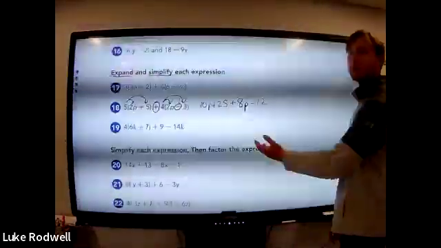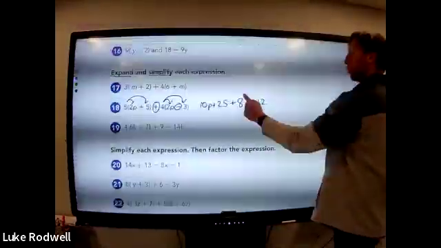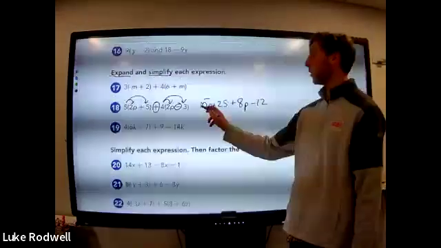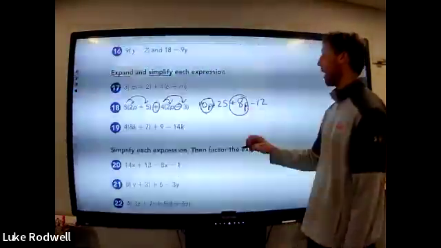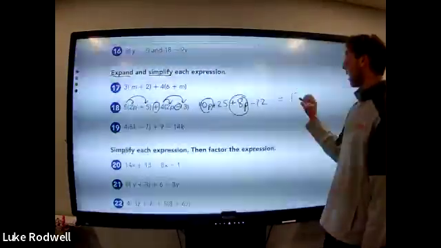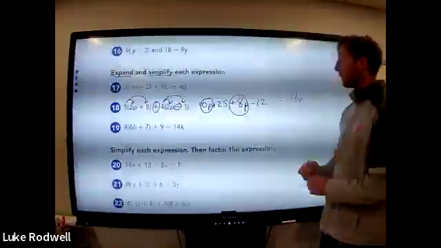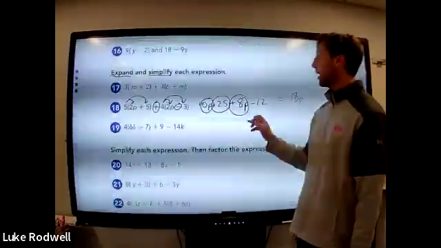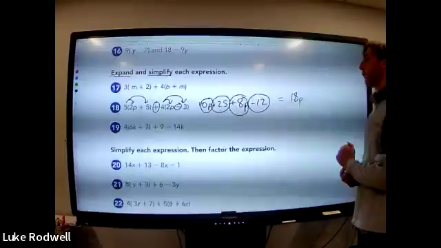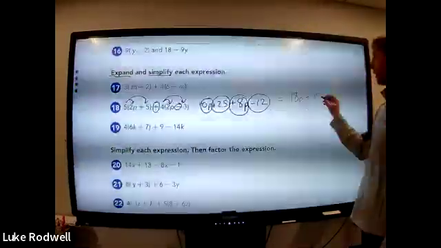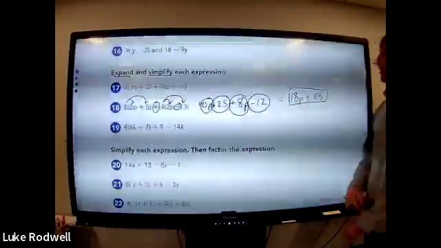You should always simplify to the least amount of terms. I've got 1, 2, 3, 4 terms here, but I see I've got some p's here. This is 10p. 10p plus 8p is going to give me 18p. And then I've got 25, and I'm going to be taking 12 away from the positive 25, and that will give me 13. So that's the answer for my number 18.